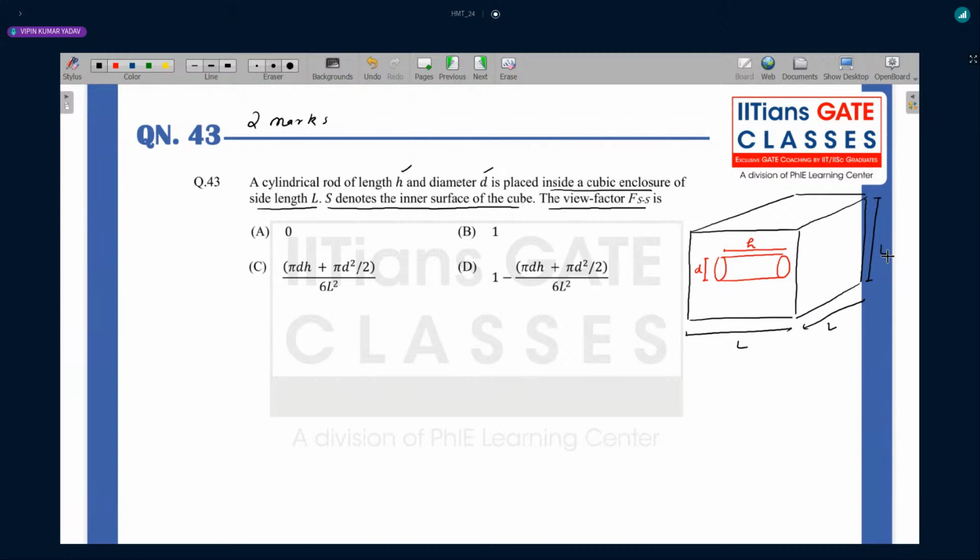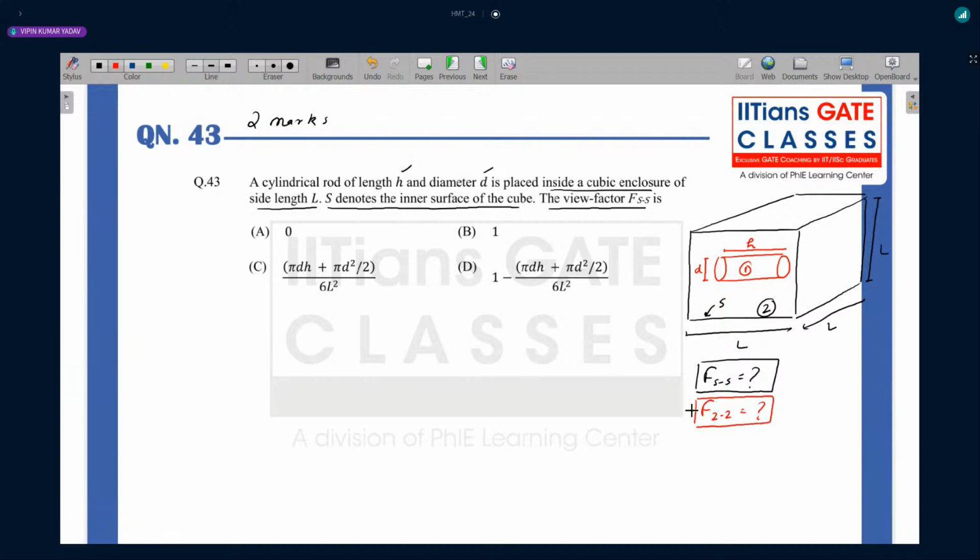Okay. Now the view factor FSS, it is saying this surface, this cube's inside surface, is S. So I need to find out FSS. Sometimes it can be confusing to people. So let us assume that this cube is surface 2 inside, and this cylinder is surface 1. Now if they are asking FSS, that means I need to find out F22, because I am assuming that the cube's inside surface is the second surface.